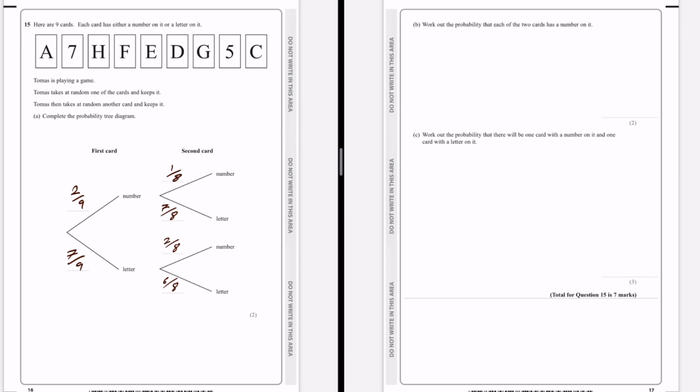Part B. So we need them both to be numbers. So there's a 2/9 chance of the first one, a 1/8 chance of the second one. We need both of those to be true, so we'll multiply them together. Gives us 2 over 72. You can simplify if you want, you don't have to.